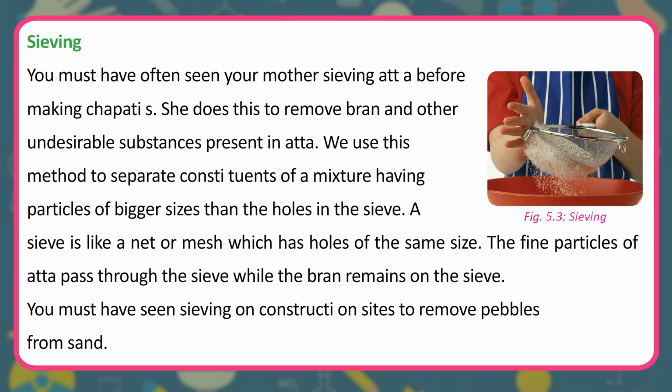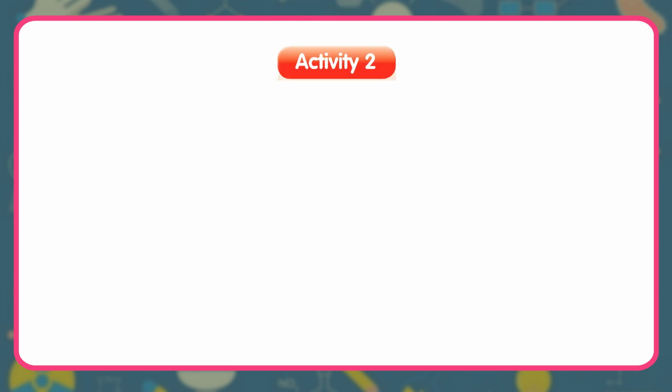Sieving. You must have often seen your mother sieving atta before making chapatis. She does this to remove bran and other undesirable substances present in atta. We use this method to separate constituents of a mixture having particles of bigger sizes than the holes in the sieve. A sieve is like a net or mesh which has holes of the same size. The fine particles of atta pass through the sieve while the bran remains on the sieve. You must have seen sieving on construction sites to remove pebbles from sand.